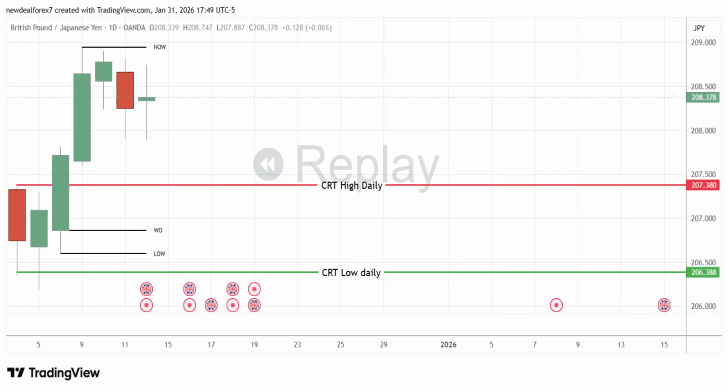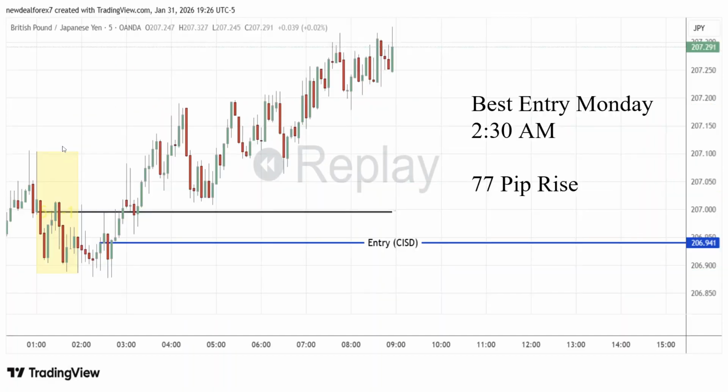All right. So now let's look at GJ. Same thing actually. You had Monday, Tuesday of the prior week, which did give candle 1 and candle 2. So we're starting on Monday, which is candle 3. So we start trading at 1 a.m. on the 5 minute chart. Here's how that looked. The best entry would have been right here at 2:30 a.m. and did give a 77 pip rise for this day.